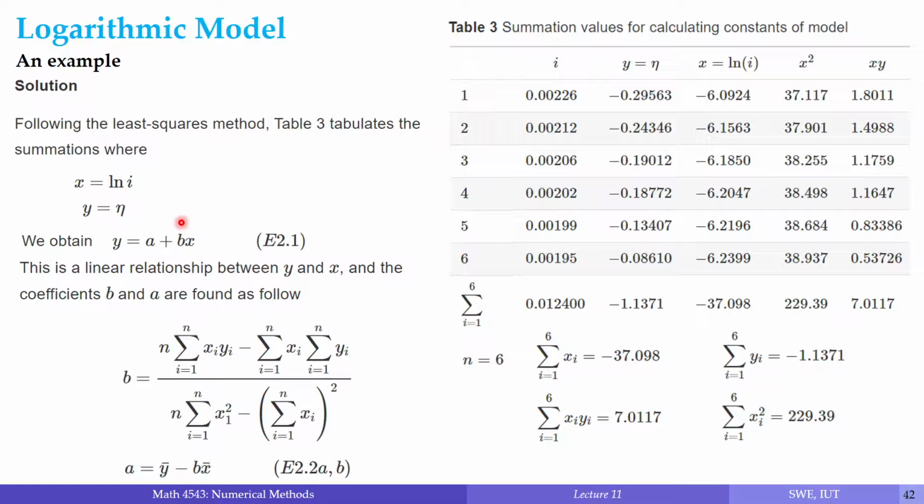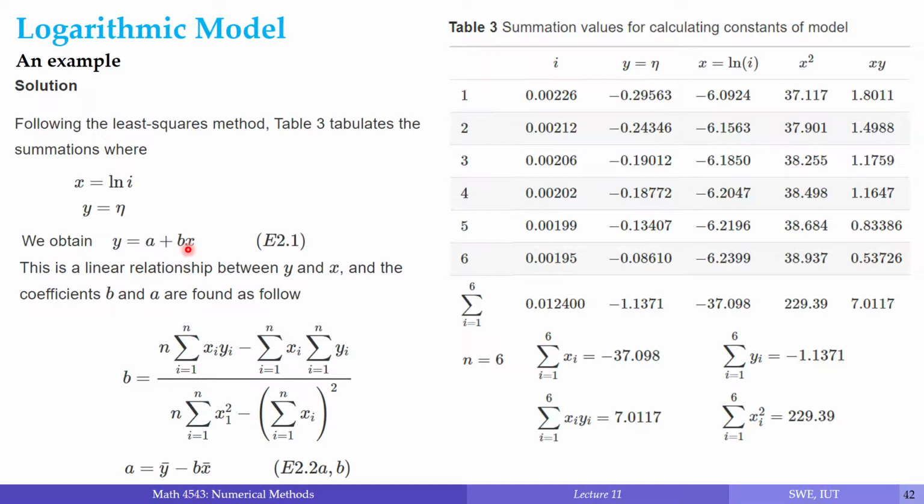Our first task is to convert the data, so transform the data. We are given the I values, and we have to convert them to the corresponding x values, because we have supposed that we have taken our linear regression model as y equals a plus bx.